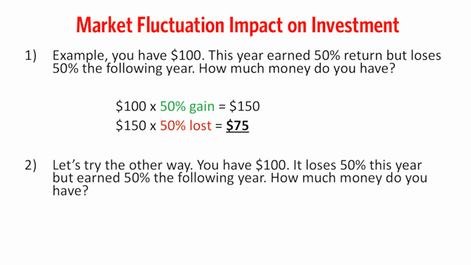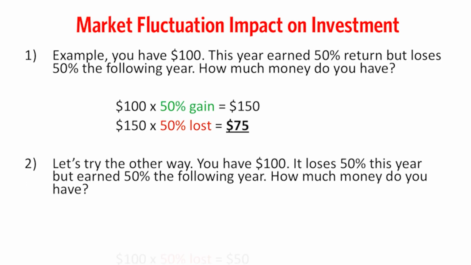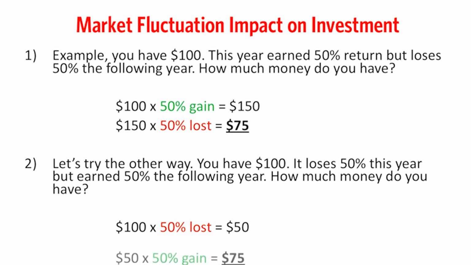See, let's try a different scenario. You invest $100 in the market, but the first year the market goes down 50%. You end up with $50. The following year, your $50 earns 50%, you end up with $75. So regardless, you earn 50% first and lose 50%, or lose 50% first and earn 50%, although the average return is zero, in reality, you lost $25.